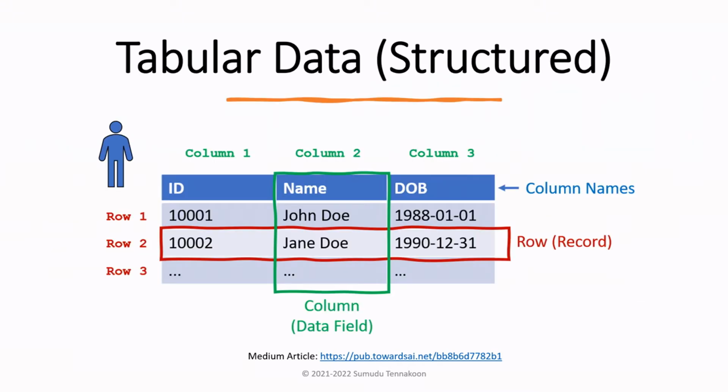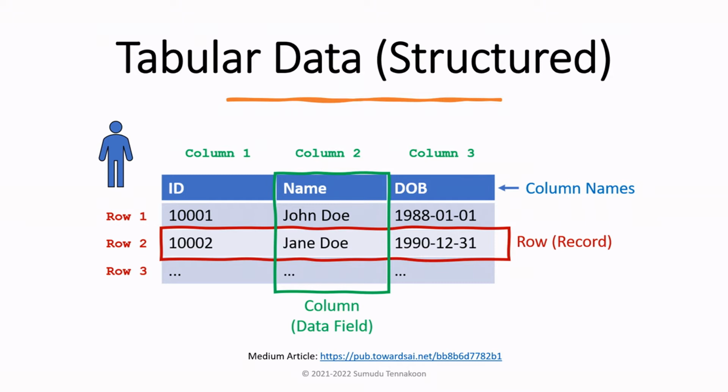Let's explore the tabular data. When data describes a person, we understood in our previous slide, the attributes can describe a person. We can put that data into a table. In this table, columns represent each attribute from multiple people and rows represent an individual person.